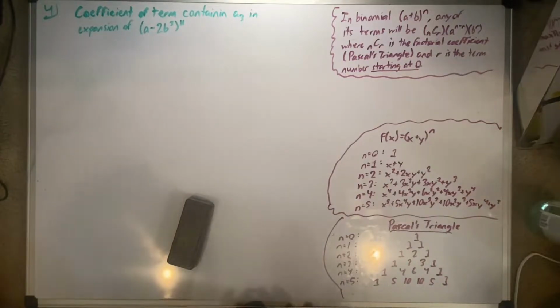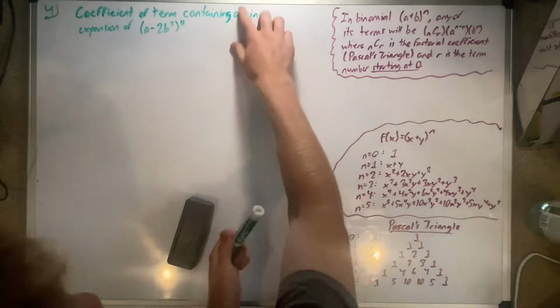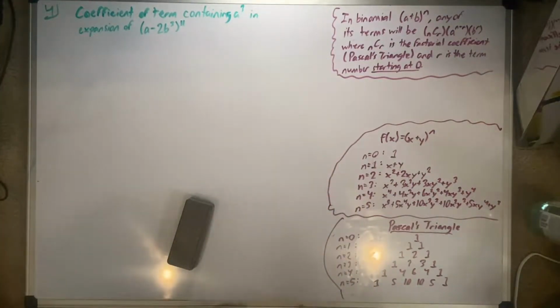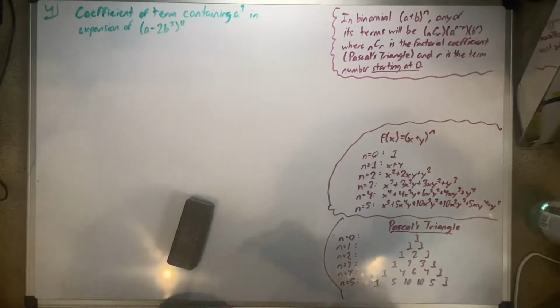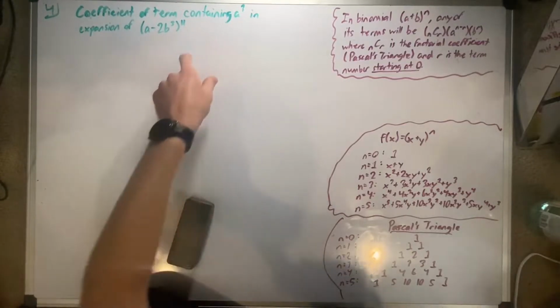So the coefficient of the term containing a to the third power, not a3, a to the third power, in the expansion of (a minus 2b to the third) all to the 11th power. So first of all, how do we even go about starting this? Well, let's think for a minute about how these binomials even function, because that's a huge power right there.